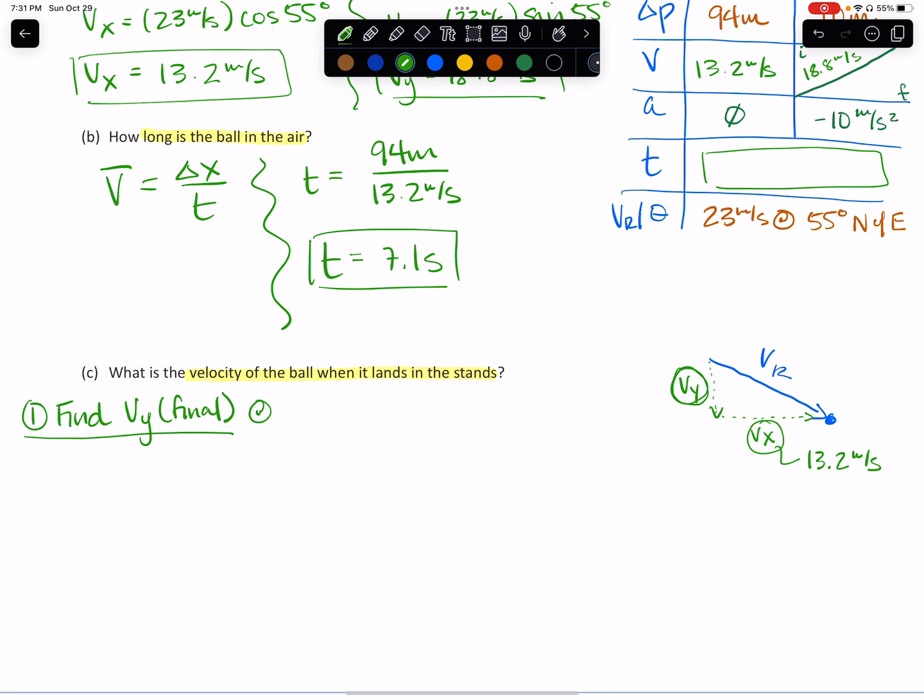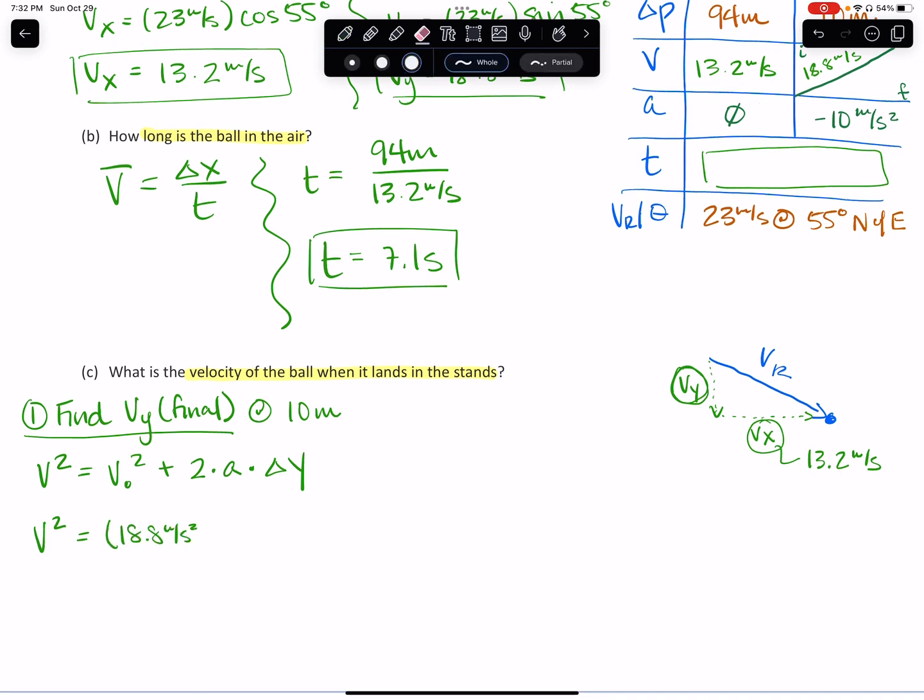What do I know? Well, I know that the change in position is 10 meters, and I do have an initial velocity of 18.8, and I know the time. So I'm going to use my v squared formula. The final velocity squared equals the initial velocity squared plus 2 times the acceleration times that change in position. So v final is going to be equal to the square root of 18.8 meters per second, squared, plus 2 times negative 10. I'll be using negative 10 in this calculation. And then a positive 10 meters. It's positive because the ball goes up. It lands higher than where it was launched.